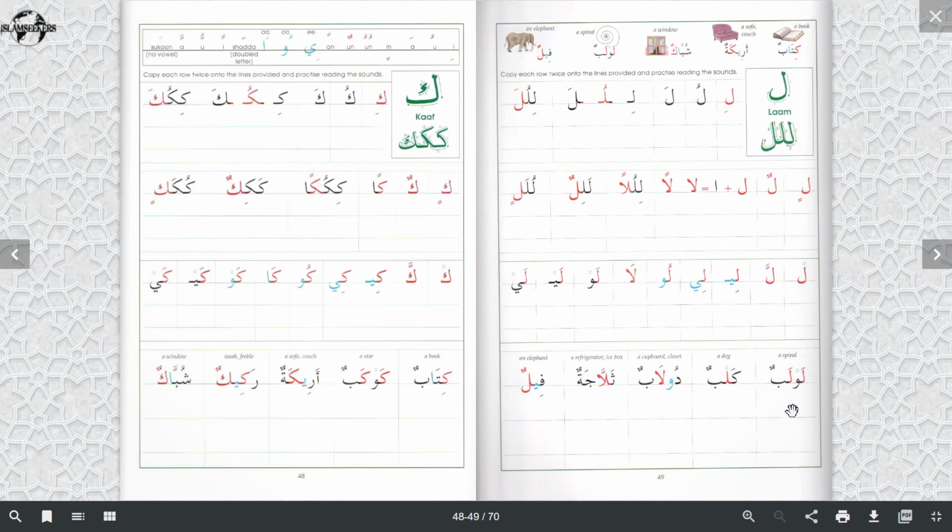Line 4. Listen to and repeat the Arabic words. A spiral. Lawlabun. A dog. Kelbun. A cupboard or a closet. Dulabun. A refrigerator or an icebox. An elephant.